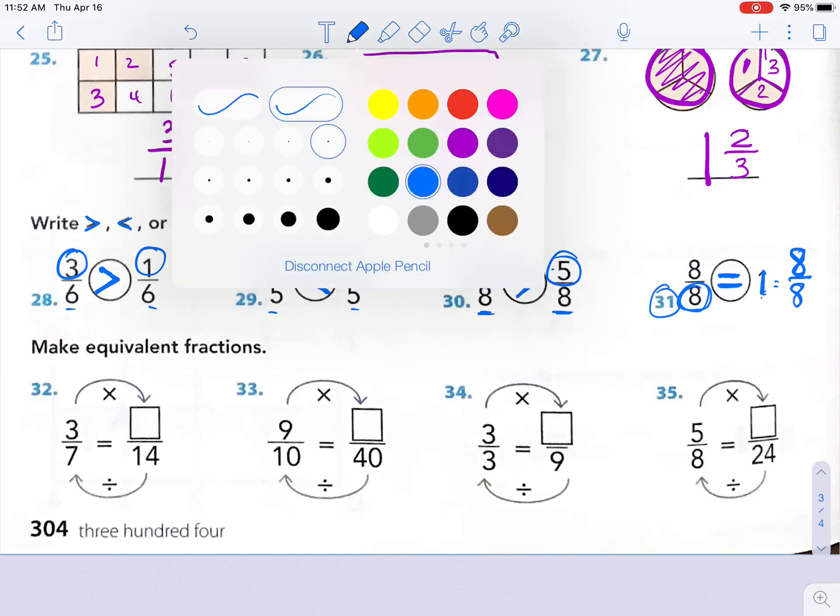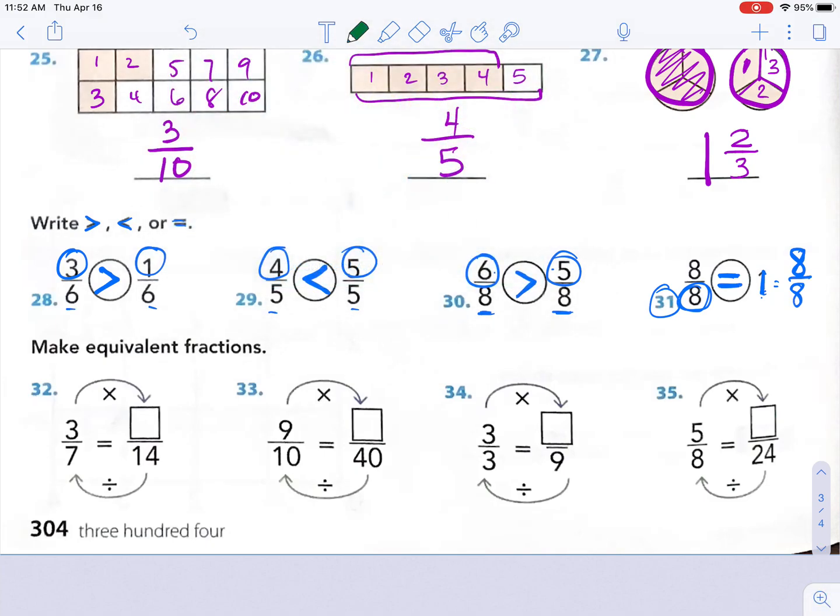Last section. We just did this too. I hope you remember. Green. And Mrs. Kornthal loves going this way. I love going this way. And it's the same thing because we know our fact families. The opposite of multiplication is division. That's why this works.